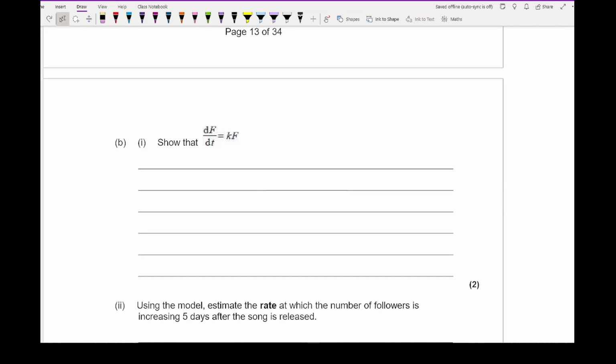Now moving on to question b i, it says show that df over dt equals kf. Now for this, we need to remind ourselves that f equals a e to the kt, which is given to you in the information in the question. So differentiating this with respect to t, we differentiate the power and move that to the front. If we differentiate kt with respect to t, we end up with just k, and we end up with a e to the kt.